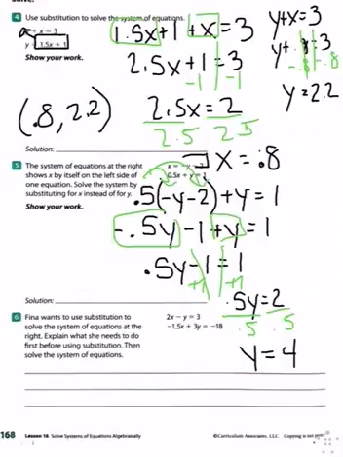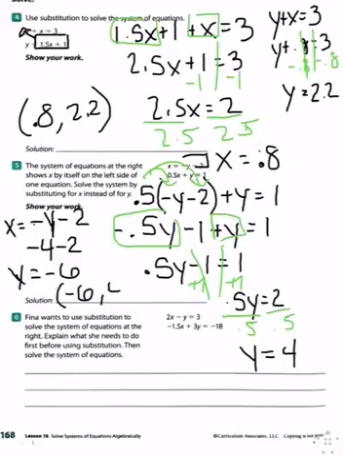Now, our answer is y equals 4, so we plug it back into the original equation to figure out x. So x equals negative y minus 2. So we do negative 4 minus 2, and we get x equals negative 6. So our answer is negative 6, 4.